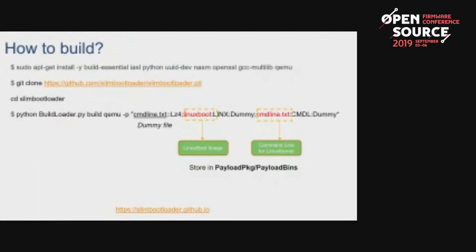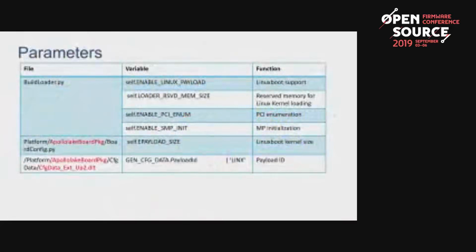You just git clone from the Slim Bootloader GitHub, and to build it you just need to fill in these parameters. The first one, the CMD line, is a dummy file, you don't care about it. But the two highlighted in red are the ones you need to change. The first one is the Linuxboot image file name, you have to put it. The second one is the command line, the command you need to pass when loading the kernel. These two you have to store inside the payload package, payload bins. All right, so these are a few parameters you can change to use Linuxboot.